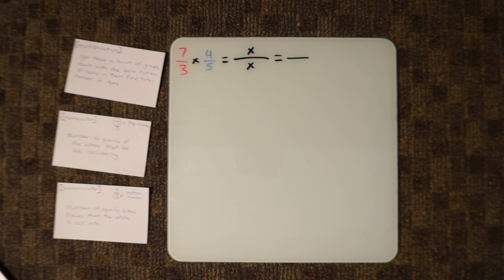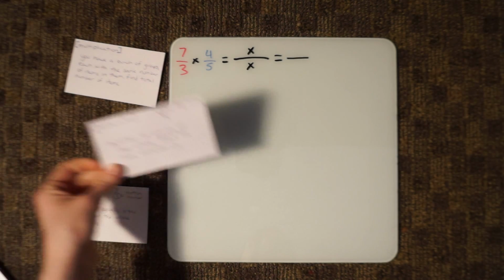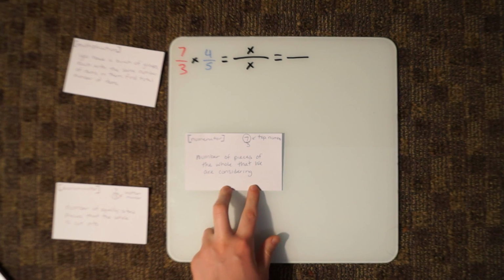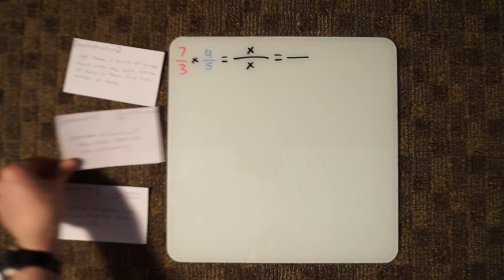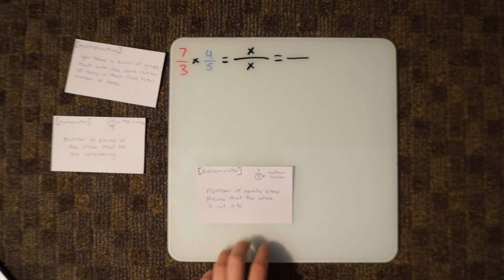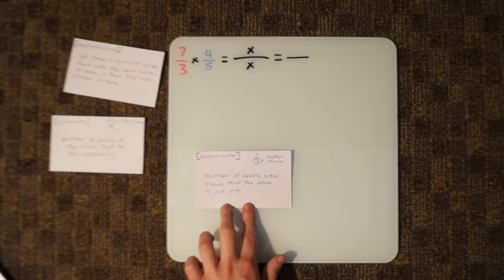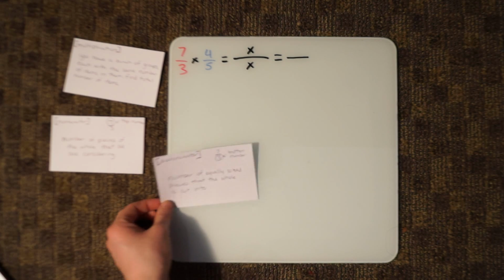Today we'll be working with fraction multiplication. In a fraction, there is a top number and a bottom number. The top number is the numerator, and it shows the number of pieces of the whole that we are considering. The bottom number is called the denominator, and that is the number of equally sized pieces that the whole is cut into.